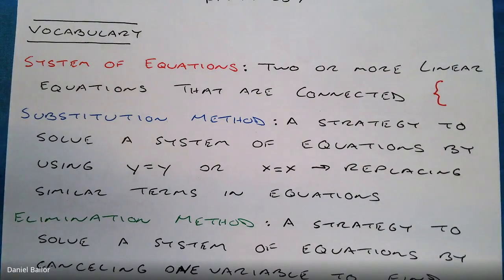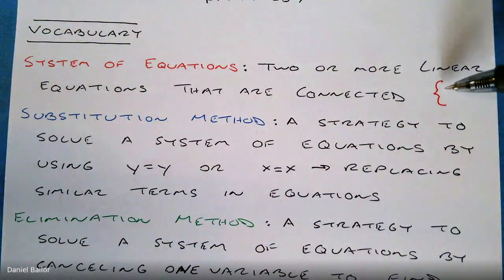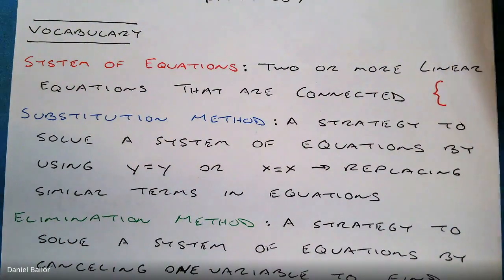And we show that they are connected. We show that they are a system by putting this bracket in front of them, just like that. So that bracket means we have a system, equations that are connected. And we like to solve this system. Now remember, the solution to the system is a set of coordinates. Coordinates that make all the equations true in the system.